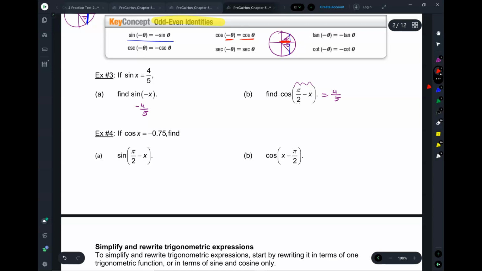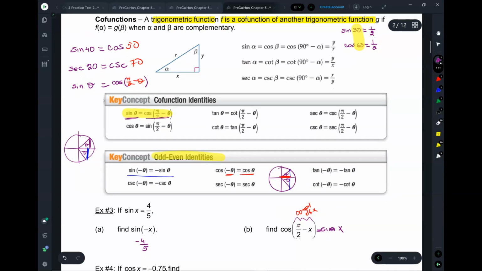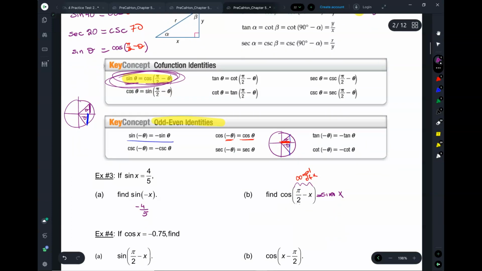Okay, what is this? This is the complement of x. And remember what we said: cosine of the complement is equal to sine of x. I'll write it this way: cosine of the complement is equal to sine of x. That's this identity here. Okay, all right, very quickly, because we've got to move on.